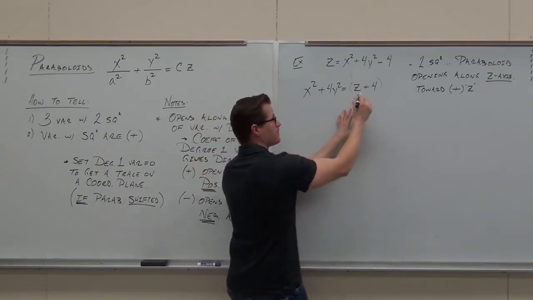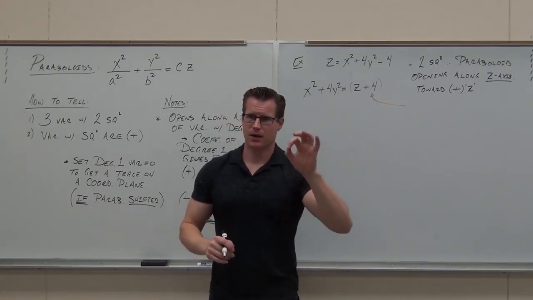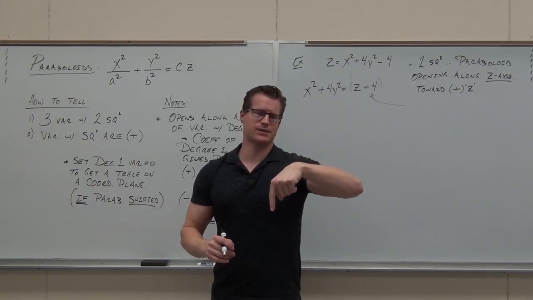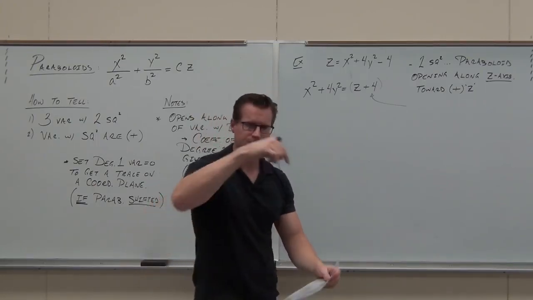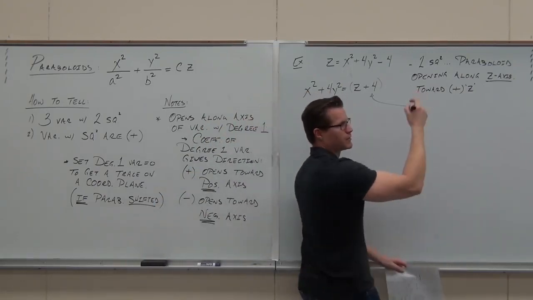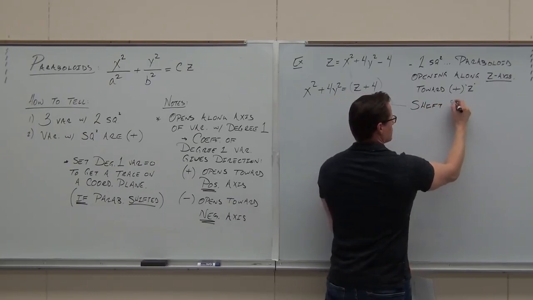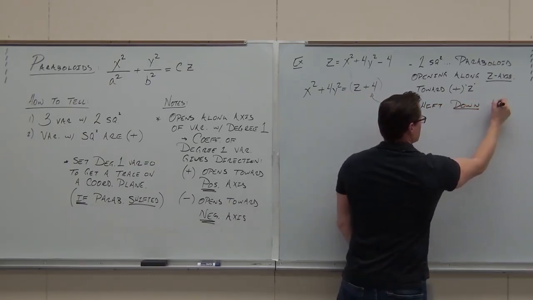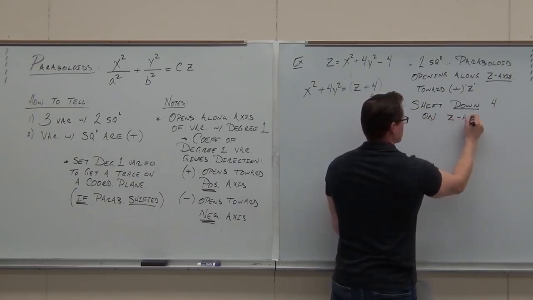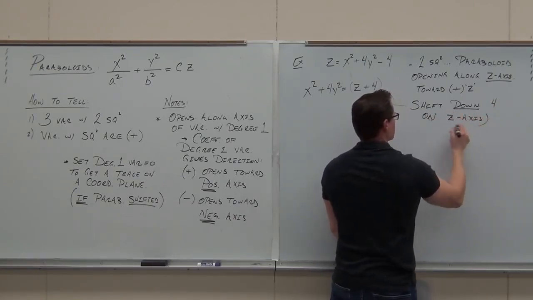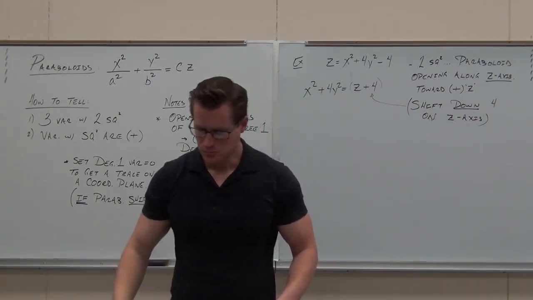So this right here, that's a shift of 4 towards the negative axis is how I want to say that. You can say down 4, I don't care, but this is shifted. Yeah, we'll say down 4. That's a shift down 4 on the z-axis.